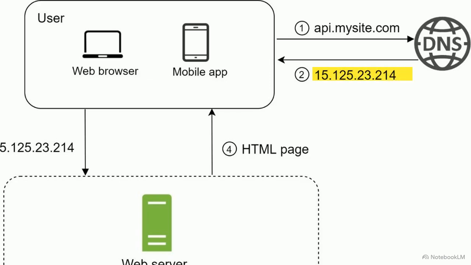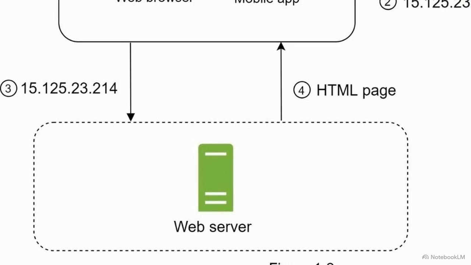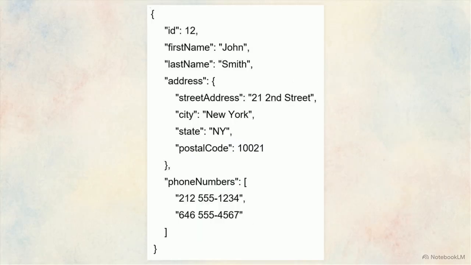In this example, 15.125.23.214, back to the client. Armed with that exact IP address, the user's device sends a direct HTTP request to the web server hardware. The server processes the request and returns the required data.